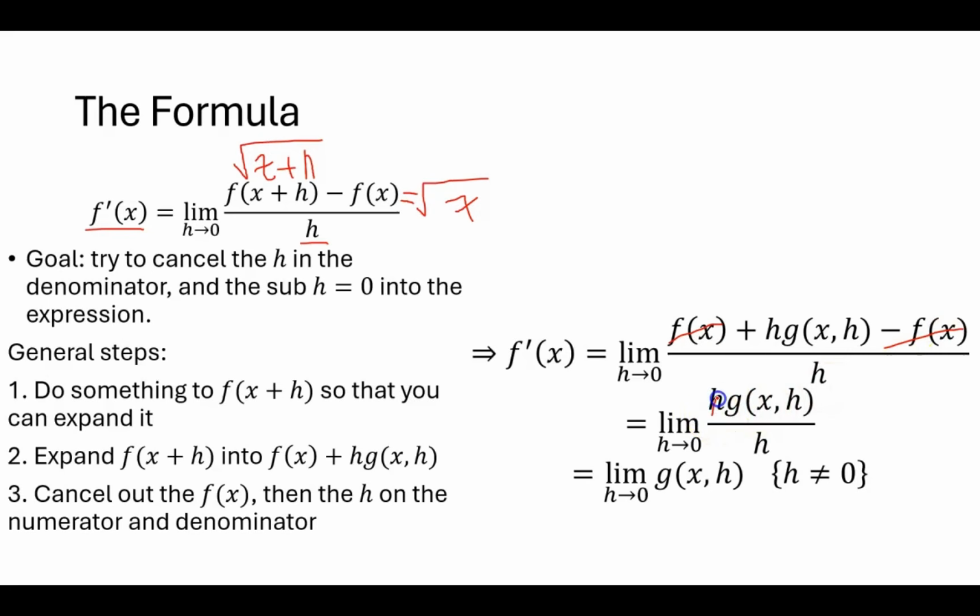And then you cancel out this h and this h here. Because h is not equal to 0, you can safely cancel them out. And after you do that, there will be no 0-like terms on the denominator. So you can safely substitute h approaching 0, and then your derivative will just be this g of x, because this h here is gone.